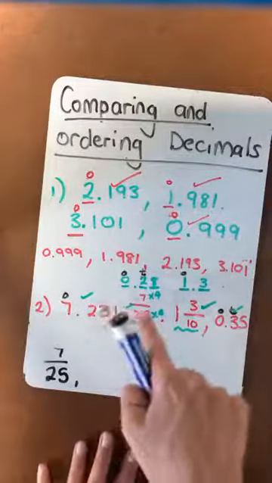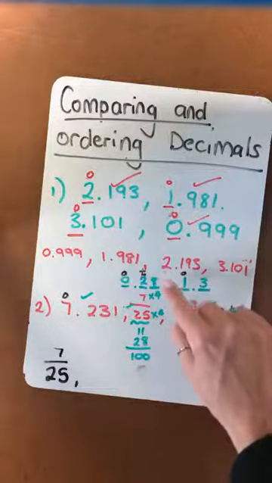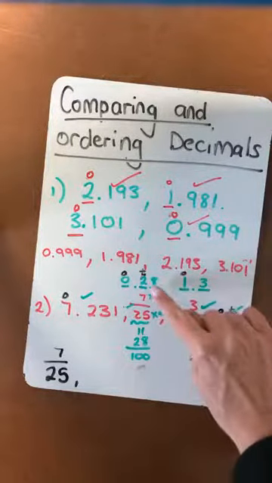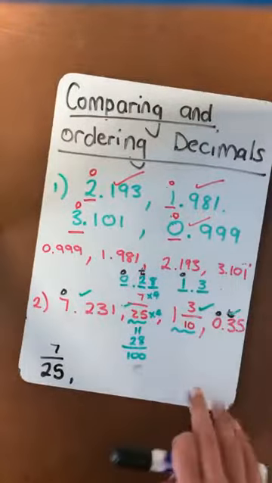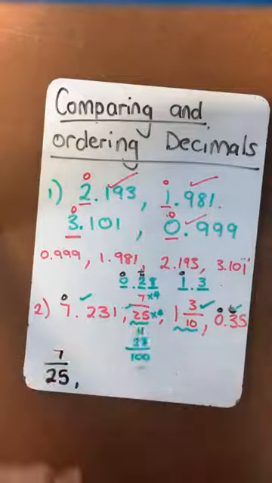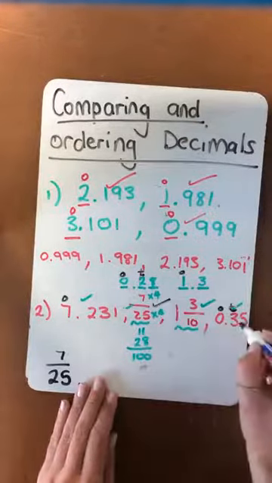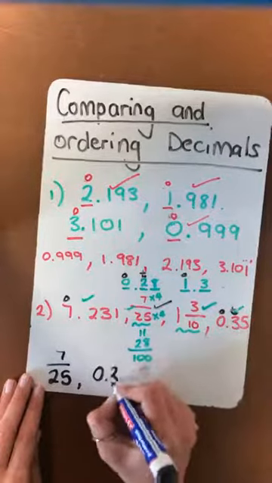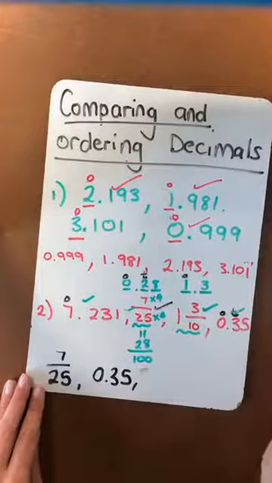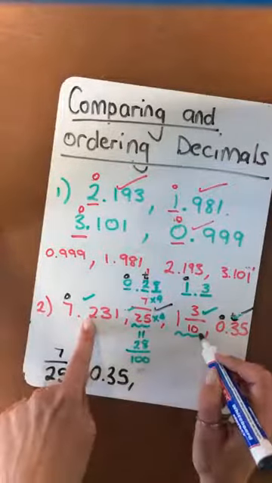Remember, you always have to answer the question using the numbers that they gave you. I'm not going to write 0.28. I'm going to write 7/25 because that is the number that the question gave me. So I've used this one. I know that one's the smallest, and that means that this one is the second smallest, 0.35. Right, so I've used that one and I've used this one. So I have these two left.